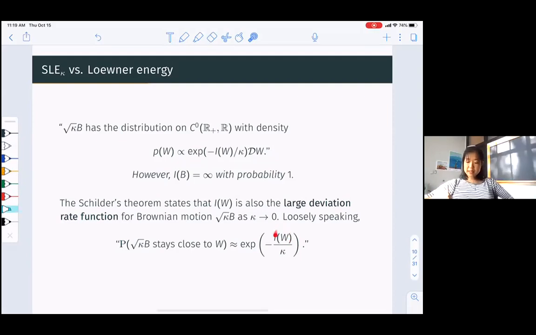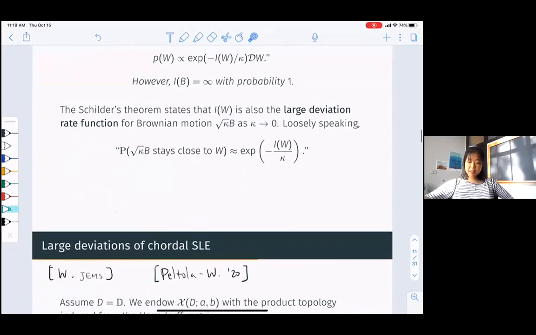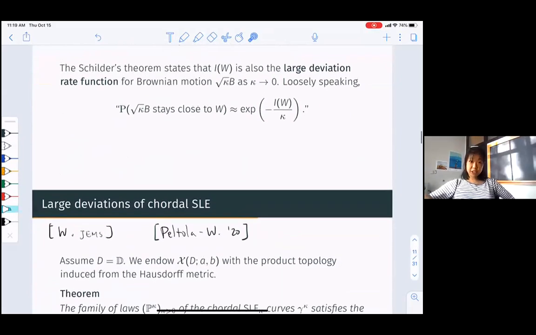When kappa is small, this is very large, the minus makes it very small, so it decays very quickly. And the Dirichlet energy is telling you how fast it decays to 0. And I will give you a more precise meaning, in the setup of the SLE, about the large deviations.